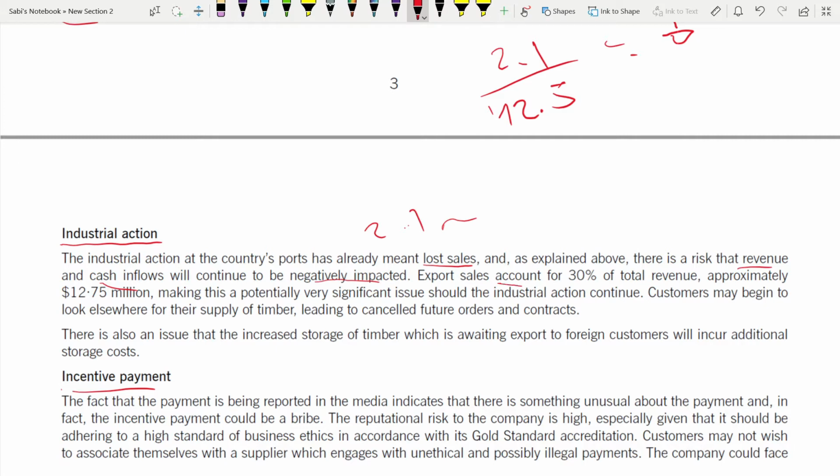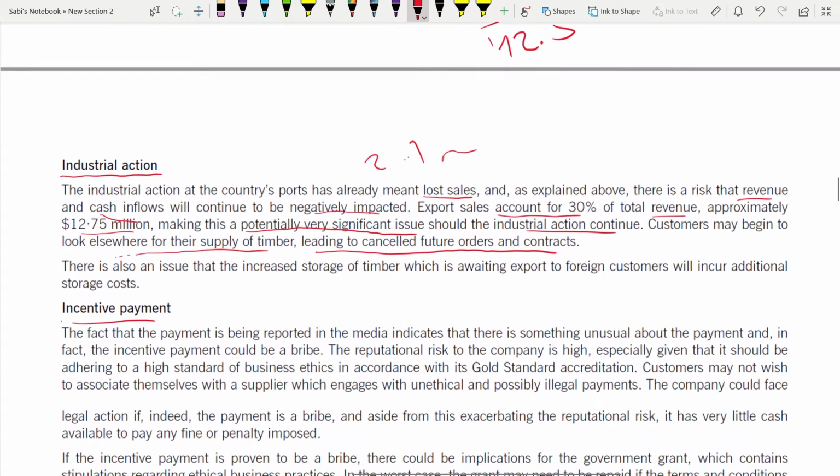So export sales account for 30% of the total revenue, approximately 12.75 million, making this potentially a very significant issue. You see, through percentages you can show how significant it is, because 12.75 million is a very significant amount should the industrial action continue. So customers may begin to look elsewhere for their supply of timber. Remember, you are giving the risk, you are evaluating this. What are the negative sides of this industrial action? So customers can look for alternatives. What is the impact that it will have on you, leading to cancel future orders and contracts? Make sure that you always show the impact on you, your company.